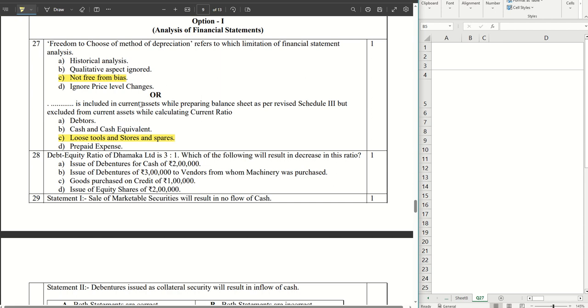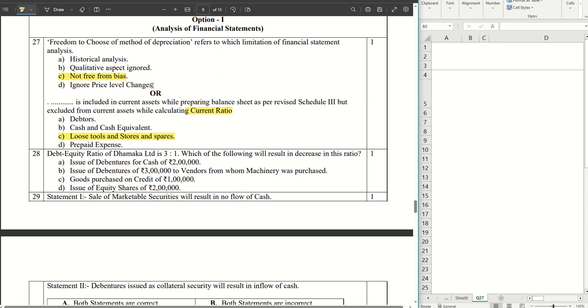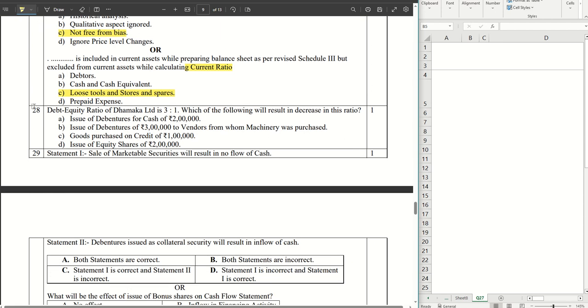So if you remember, the formula says current assets for current ratio, current assets excluding these, right? But these are very much part of current assets in the balance sheet as per Schedule 3. So if you have a trick question here in the ratio analysis calculation, you should remember that you have to exclude these from the calculation of current assets as a part of current ratio calculation, right? So very important concept question here.